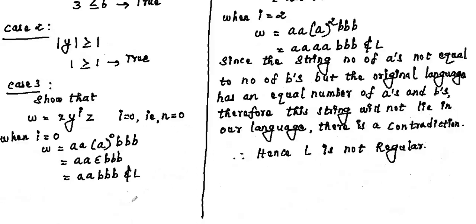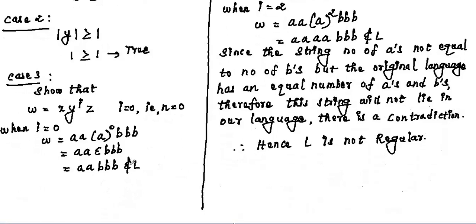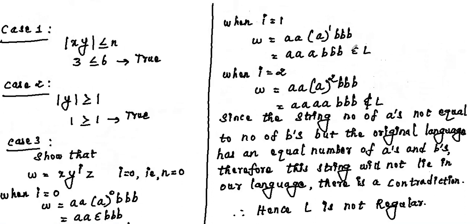In these answers, if any one of the answers does not belong to the language, then it is not regular. So therefore the string will not lie in our language. There is a contradiction, because here we got does not belong to the language, here belongs to the language, and the third one does not belong to the language. Compare these three, there is a contradiction. Hence the language is not regular.